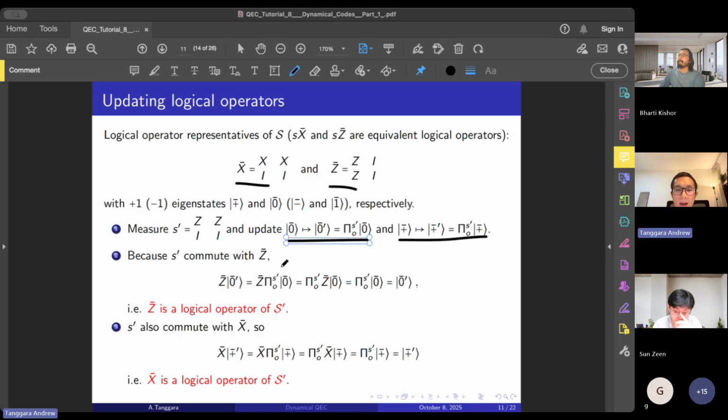And there actually are. And that's mainly because the measurement that I did, this guy, commutes with both logical X and logical Z, right? So I can move this Z bar to the other side of the projector, and I get the same logical state. This projected logical state is still the +1 eigenstate of this Z bar, and the same thing with X bar, right? That's basically what this means, and we're gonna see later what happens if this S prime anti-commutes with one of the logical operators.